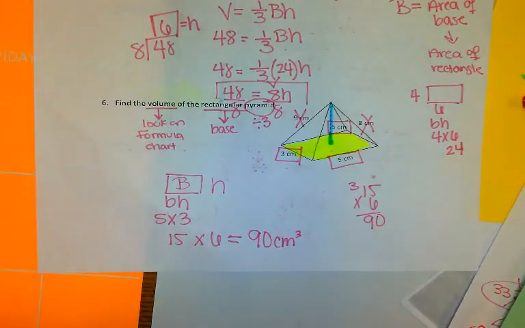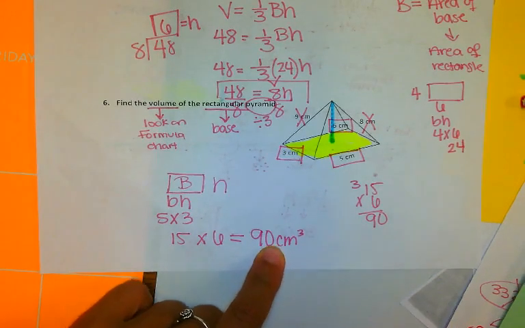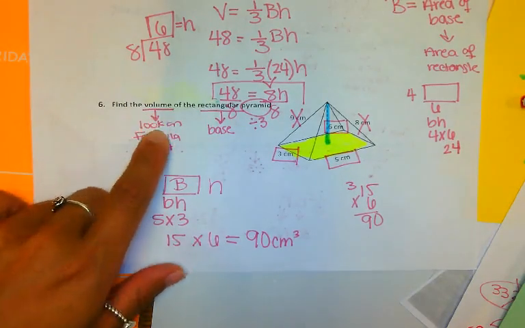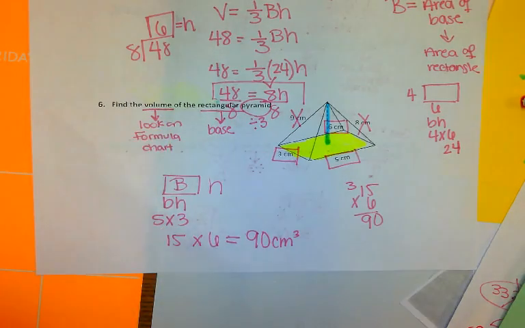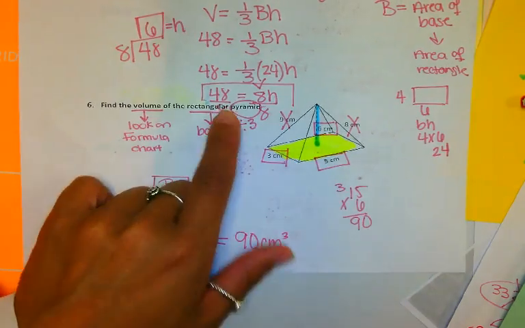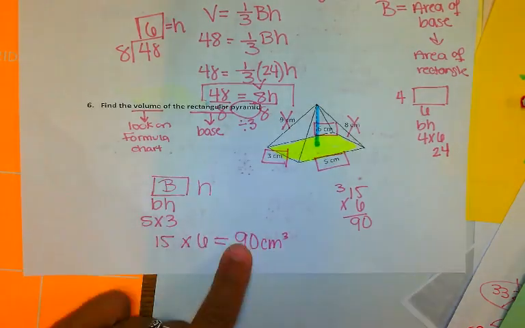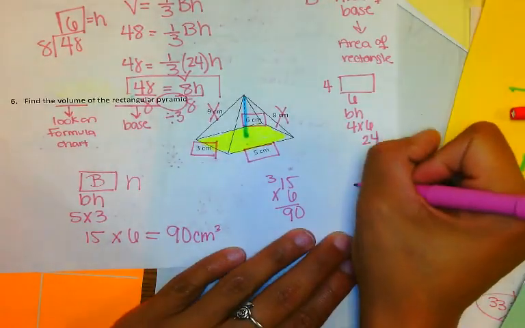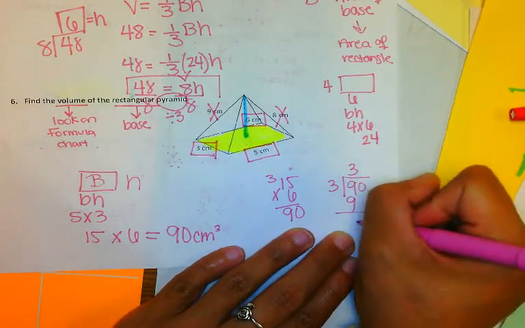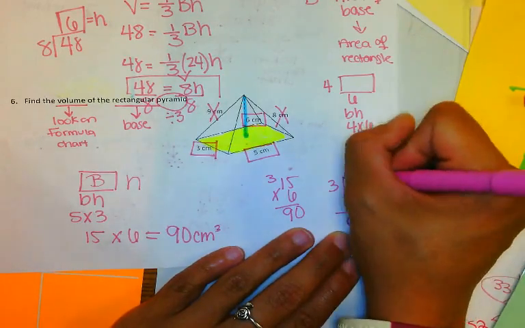Alright, if you got 90 cubic centimeters as your answer, unfortunately, you did it wrong. Look back at what you wrote here. Volume, you look on the formula chart. Okay, you probably did that. Then you found the base was the rectangle. Okay, you did that. But then you had a pyramid, so you had to divide by 3. Did you do that? Well, if you got 90, you did not. So we have to do that last step. 90 divided by 3. It goes 3 times. So my answer is 30 cubic centimeters.